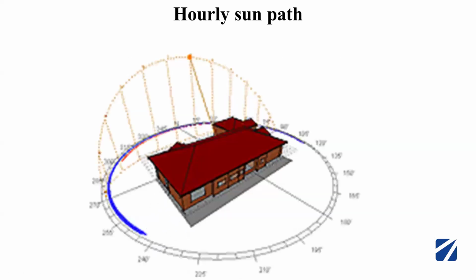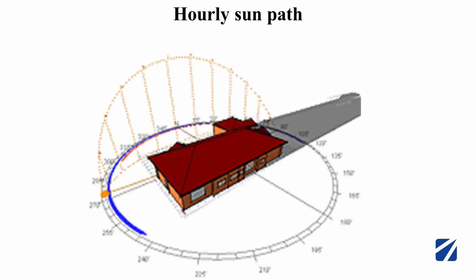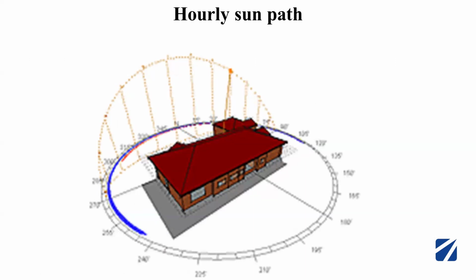So again, just understanding the sun's hourly path, you can see how the shadow is cast here. During sunrise and sunset, the shadow is maximum, you can see, and during noon time, the shadow is minimum.